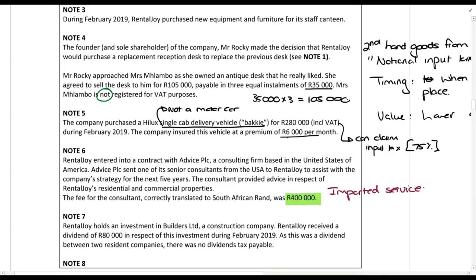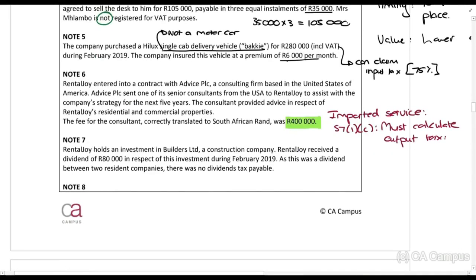So this is an imported service. What do we know about imported services? Section 14 says you must calculate output tax. And how is that amount calculated? Basically, remember what it is: the service fee times 15% times the percentage exempt supplies. So you only pay it on the portion that is exempt, which in this case is going to be 25%.